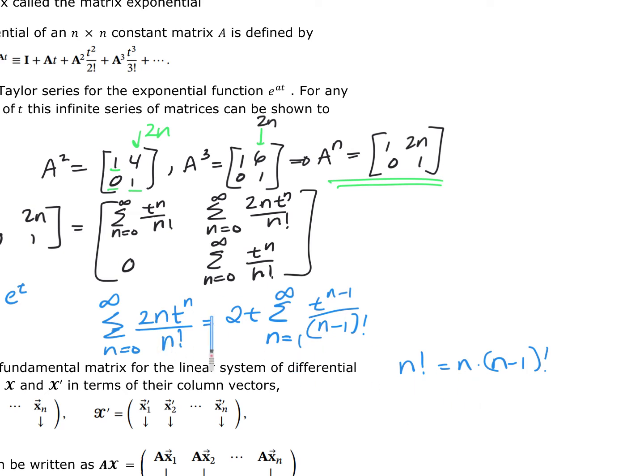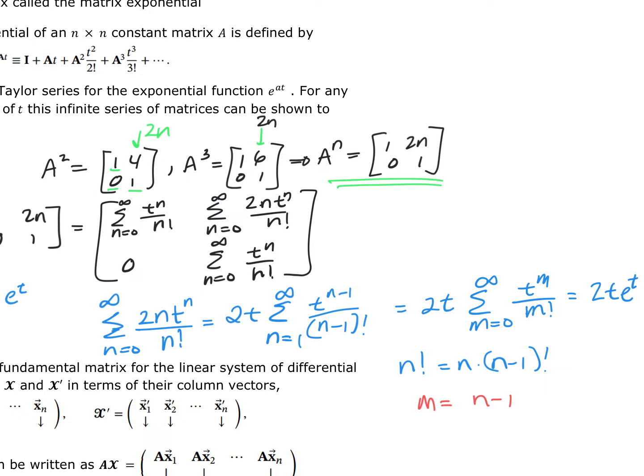Now, if that n cancels, I want this exponent to match this denominator before I do the factorial. So if I factor out a t, which is not dependent on n, then I'd have a t out front, and of course I would have started with n minus 1. Then the next adjustment I'm going to do is say, let m equal n minus 1. If that happens, then this summation becomes 2t, the summation of m equals 0 to infinity of t to the m over m factorial, which we know happens to be e to the t.